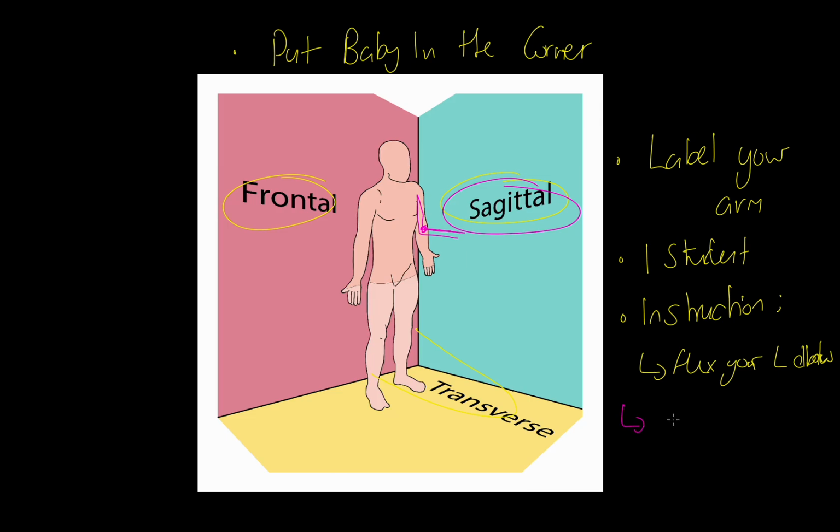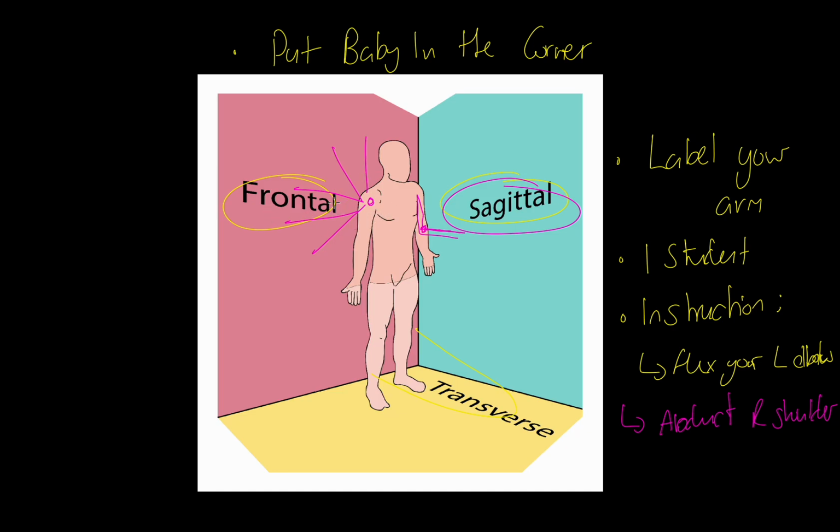Another example could be abduct the right shoulder. So now you can imagine a situation where, here's the right shoulder, and they abduct it to here, to here, to here, to here, to here. That's clearly movement along that frontal plane.